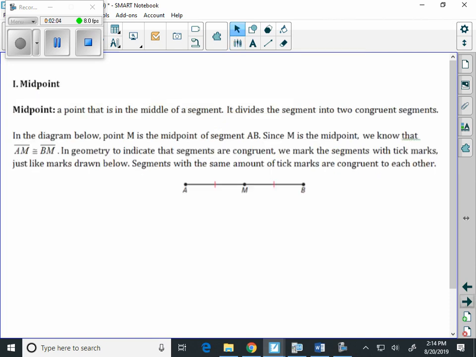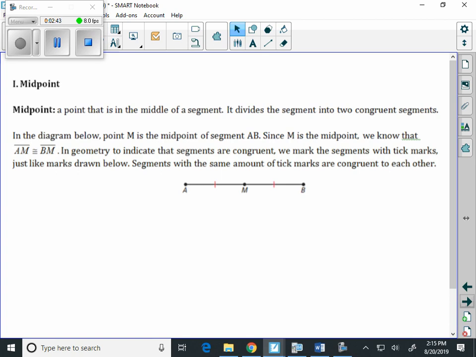But now we can get into the bisectors and midpoint. Probably a familiar word to you, but remember also that vocabulary is really important in geometry. Midpoint is a point that's in the middle of the segment. It divides the segment into two congruent segments. In other words, what we can say when we look down here at this line segment is that segment AM is going to be equal to segment MB if we're looking at that from the distance.